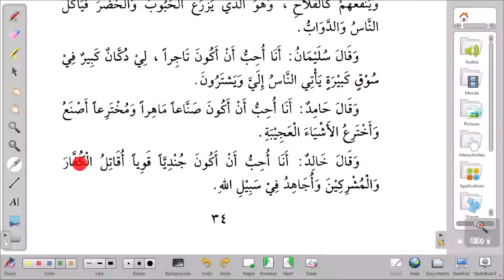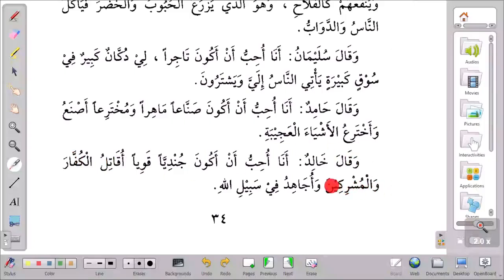أقاتل الكفار والمشركين وأجاهد في سبيل الله. أقاتل الكفار. I will be fighting the kuffar, the disbelievers. So he wants to become a strong soldier, not necessarily just strong, but a strong soldier for Islam. That's what he wants to say. The verb here is qatala. He fought. Yuqatilu, he is fighting. So uqatilu, I am fighting. Uqatilu al-kuffar, I'll be fighting the disbelievers.